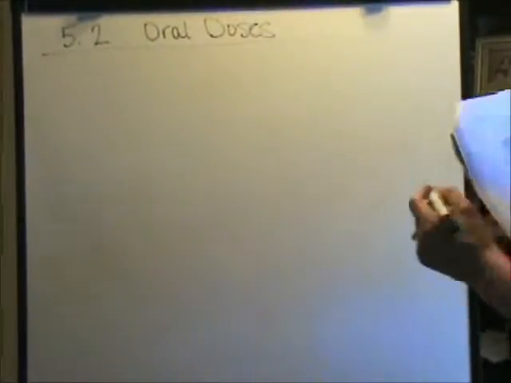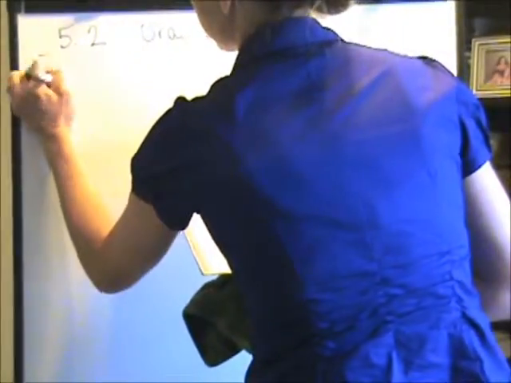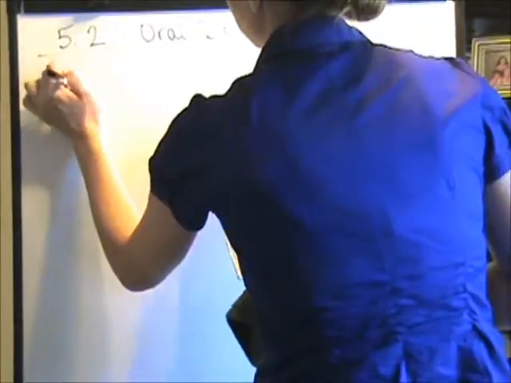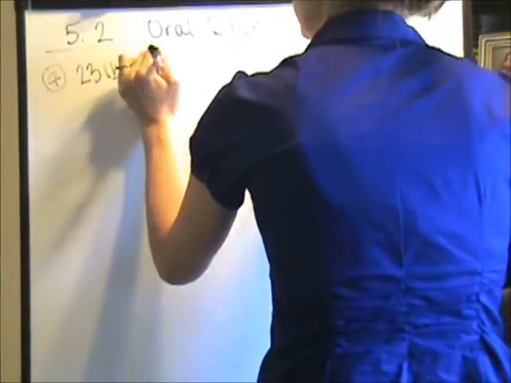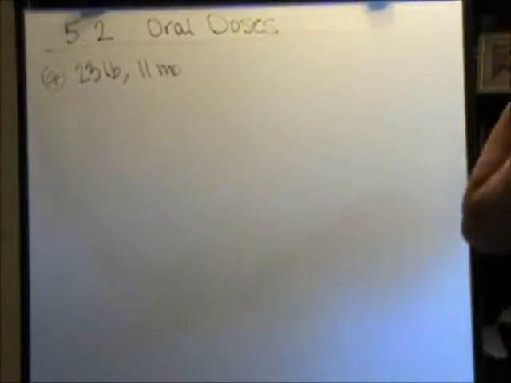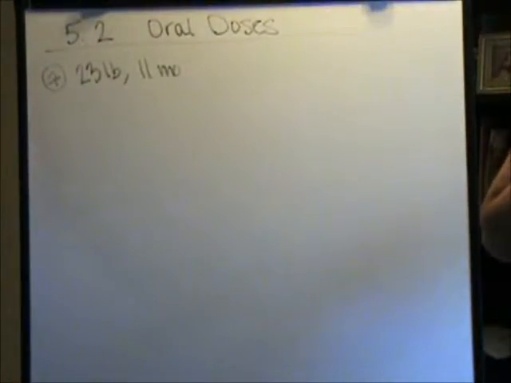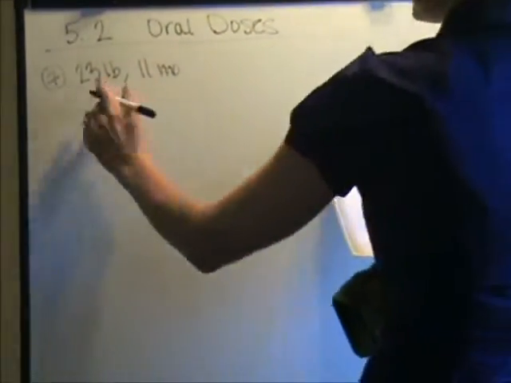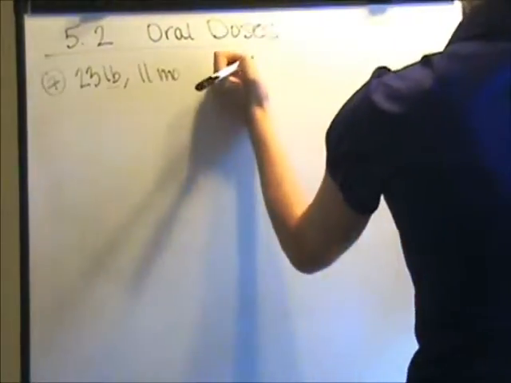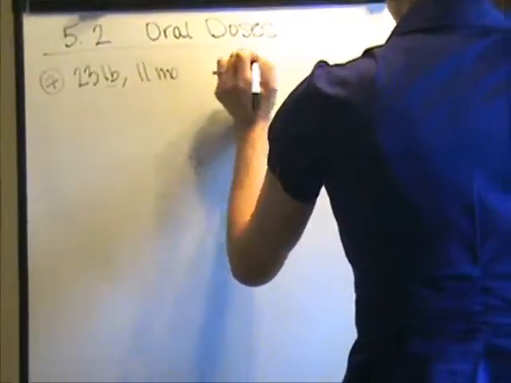So let's do one more together. Let's look at number 7. This patient is 23 pounds and they are 11 months old. So according to that chart, they're going to fall into the second category, the 6 to 12 month age range. And the first thing we want to do is calculate the weight into kilograms.